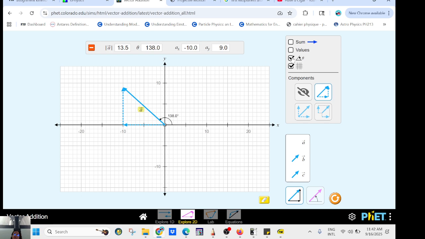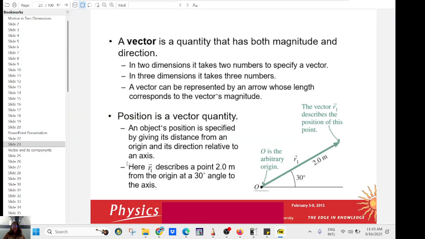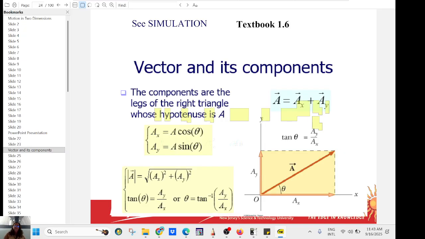The angle, it depends. So in that angle here will be 138. So if you do 13.5 cosine 138, you will get the x component. If you do 13.5 sine 138, you will have the y component. Okay? And I have the link in Canvas if you need it. Okay. Vectors, textbook 1.6. Again, x component, y component, and you should be able to switch from one notation to the other one.